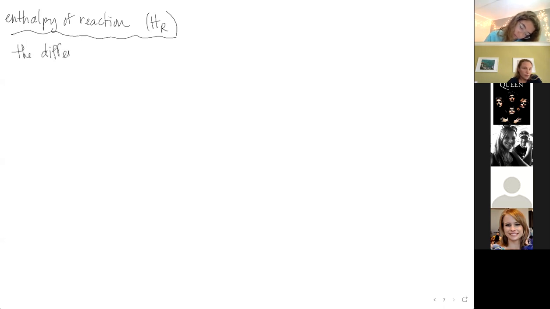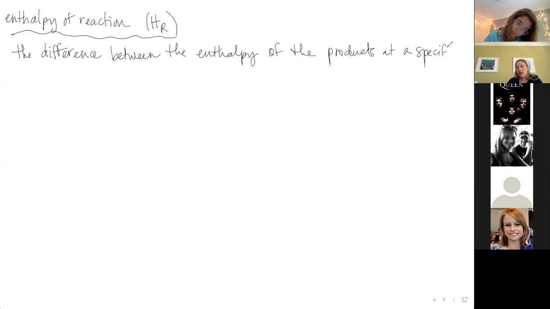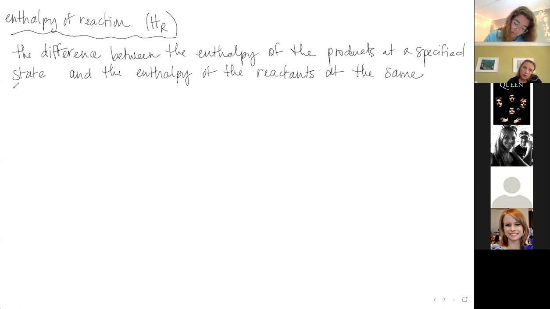The difference between the enthalpy of the products at a specified state, often like standard temperature and pressure, and the enthalpy of the reactants at the same state for a complete reaction.